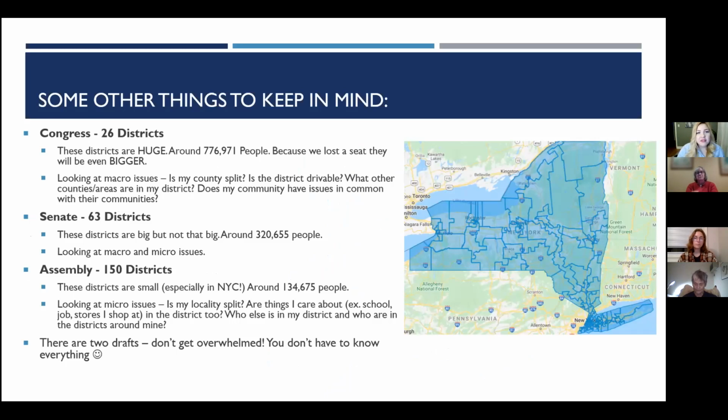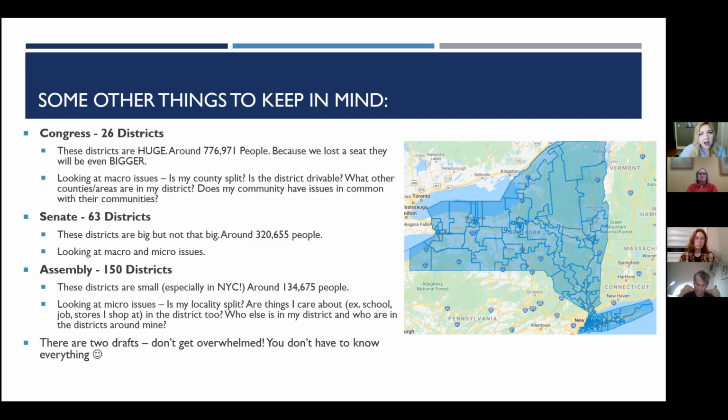And here's some other things to keep in mind. I know this is a wordy text, but I think this is probably one of the most important points, so much so we made a handout on this. But some other things to keep in mind is the number of districts for each of these levels. So Congress, 26 districts. These districts are huge, around 776,000 people. And because we lost a seat, these districts are even bigger than they were before.